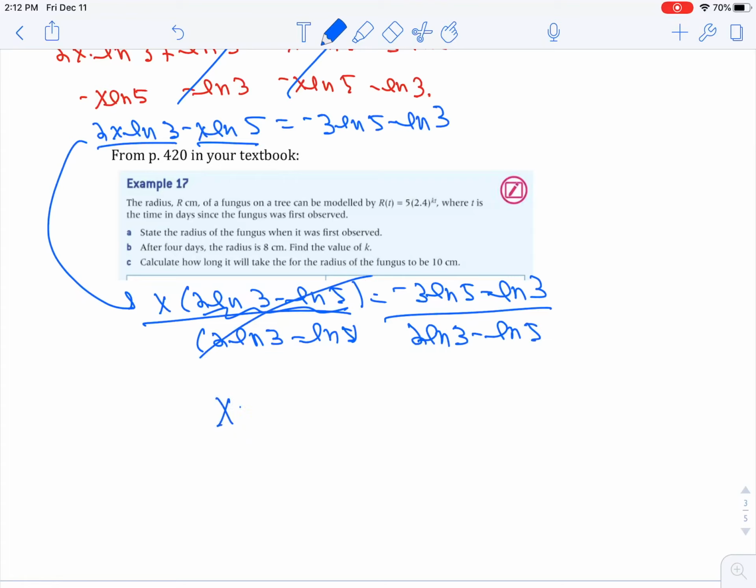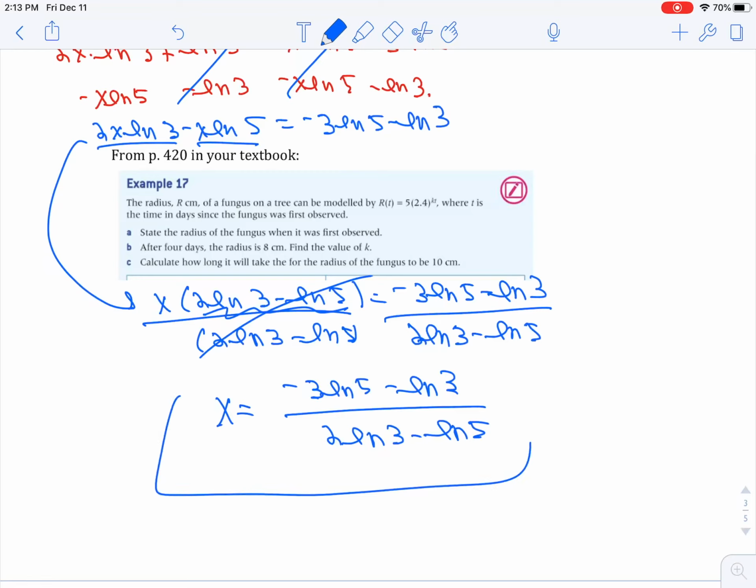So now on this side, this cancels, and we just have x is equal to, and then here's one form of the answer, negative 3 ln5 minus ln3, all divided by 2 ln3 minus ln5. Okay, and note that this could be simplified. You could bring the 3 up here, then there's a subtraction, you could make the quotient and all that kind of stuff, but this is fine for our purposes.